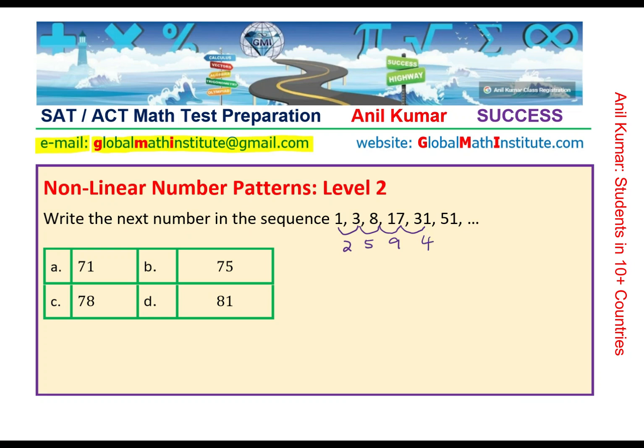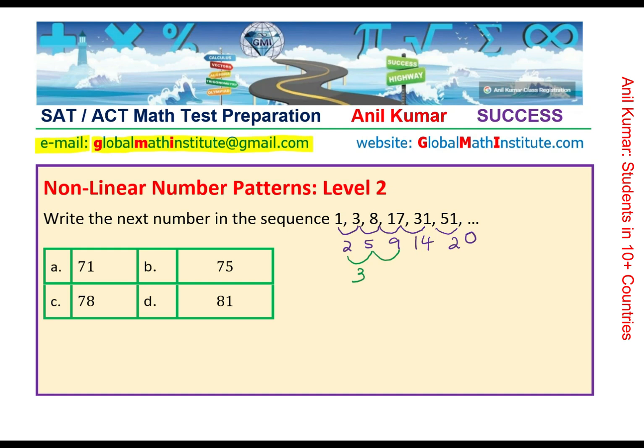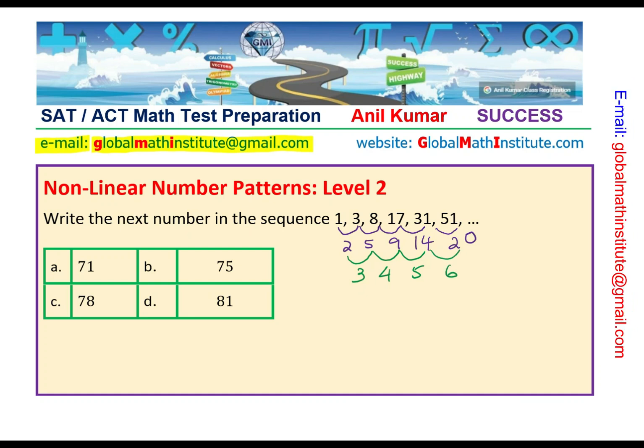And then from here to here it is 20. So that is the first difference, which clearly is not constant. So let's find the second difference. 5 minus 2 is 3, and then here it is 4, here it is 5, here it is 6. We do get a pattern that it adds up by 1 as we move forward.